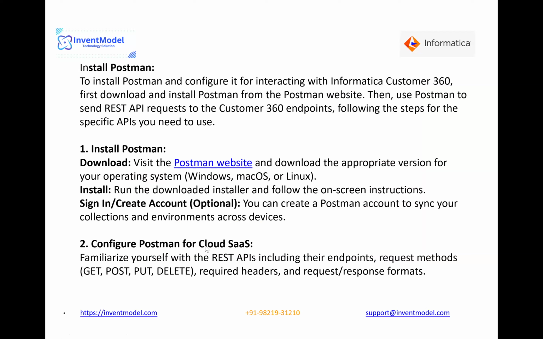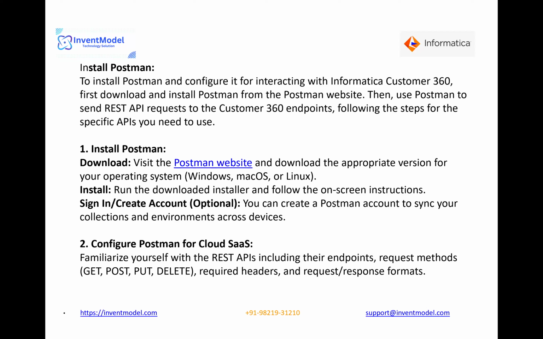Thanks, Pratiksha. We will discuss how we can install Postman and how we use it, and later on we will discuss how to configure it. To install Postman and configure it for interacting with Informatica Cloud SaaS, first we download Postman from the Postman website. Then we use Postman to send REST API requests to our cloud SaaS. We can follow certain steps to do that.